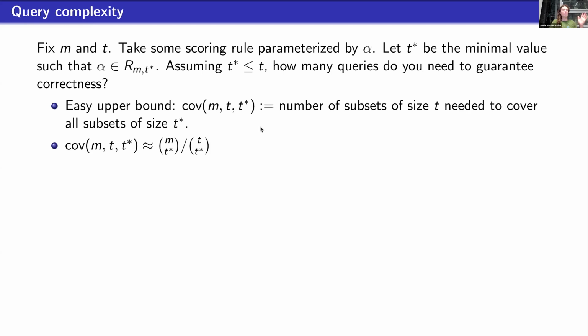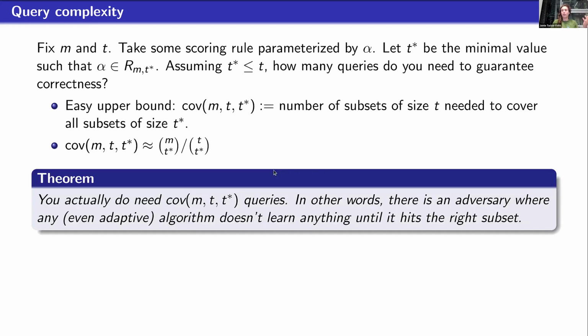The covering number grows something like M choose T star over T choose T star. And this is almost tight. There are results about this. You can think of it as really a lower bound on the covering number, but it's almost a tight bound. But again, this is only an upper bound on what an algorithm can do. Can an algorithm do something smarter than querying all subsets? We actually give an adversarial construction showing that no, you can't. You actually do need exactly the covering number of queries.